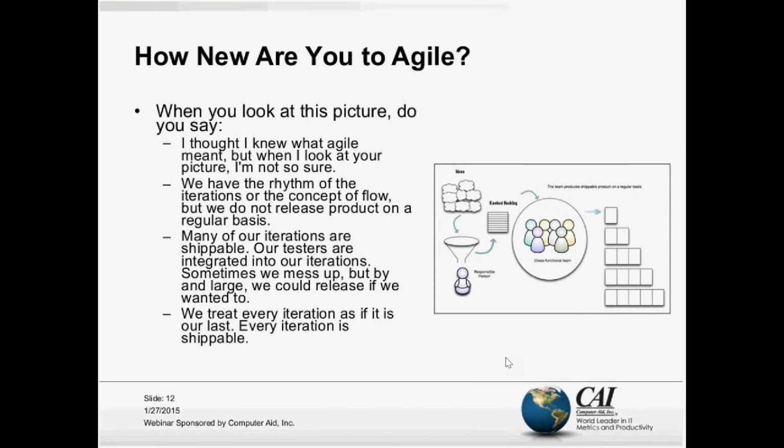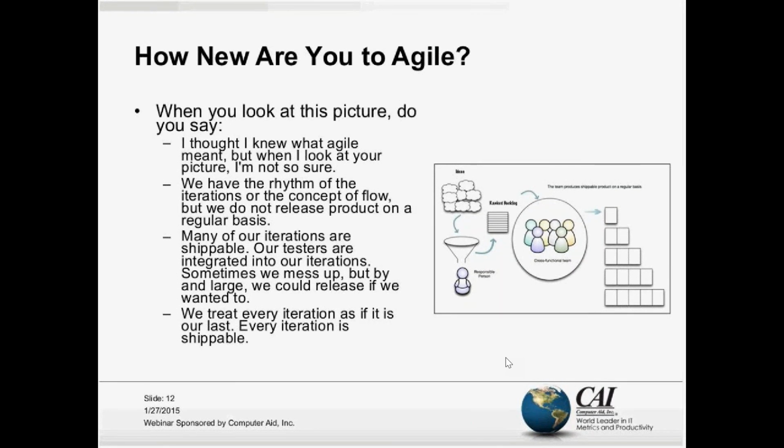I thought I knew what Agile meant, but when I look at your picture, I'm not so sure. Or are you in the second bullet, where we have the rhythm of the iterations or the concept of flow, but we don't actually get to this releasable product on a regular basis? Or are you in the third bullet?